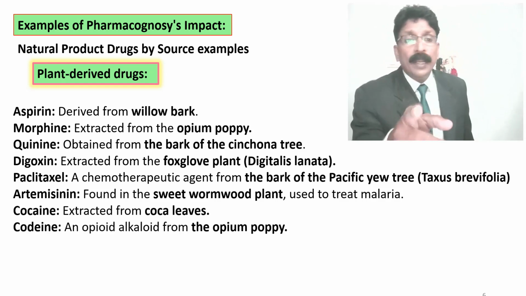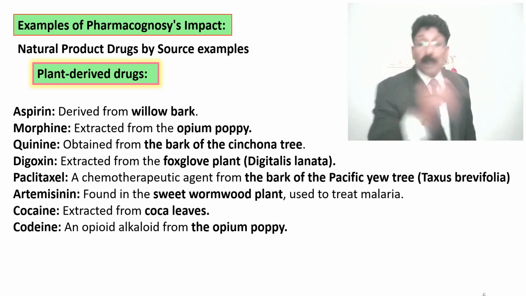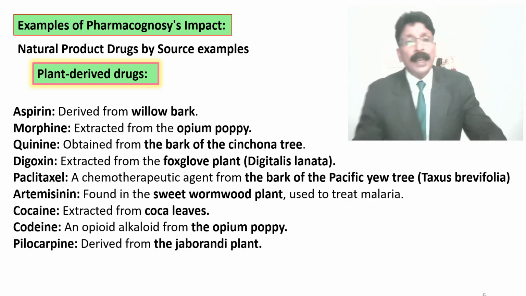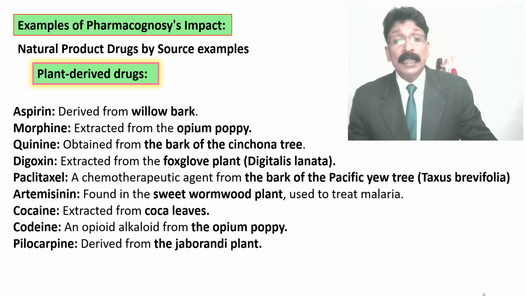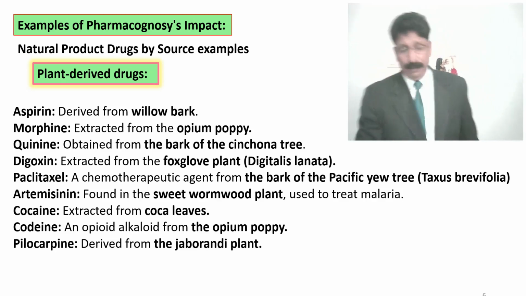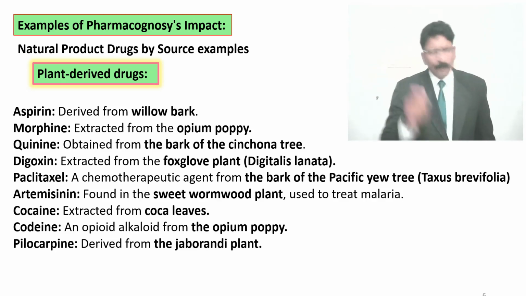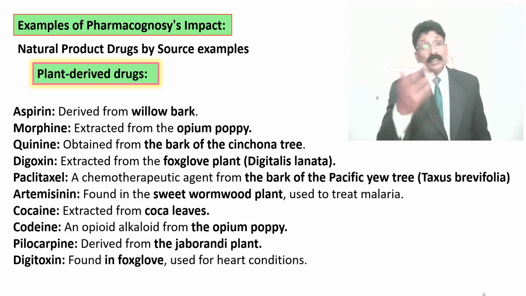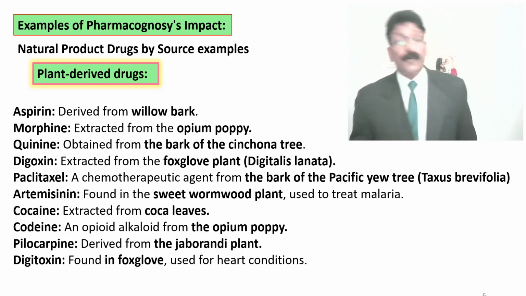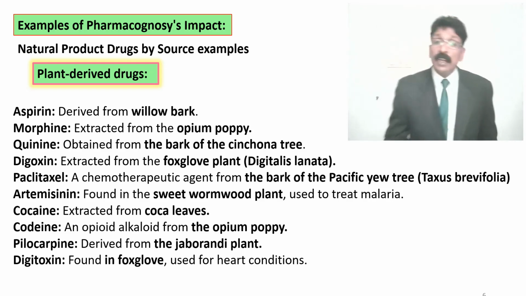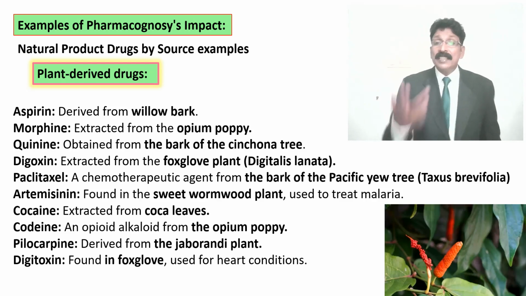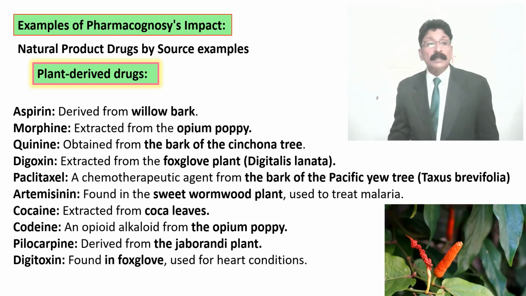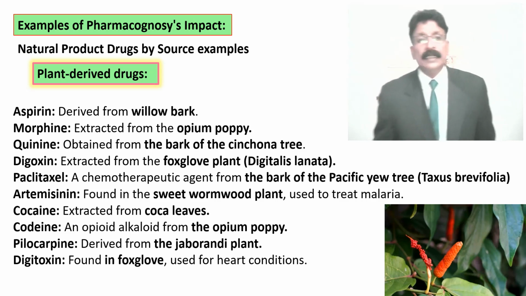codeine, an opium alkaloid from opium poppy; and pilocarpine, derived from the jaborandi plant. Digoxin we already told. Digitoxin is found in foxglove, used in heart conditions. This is the plant picture of the jaborandi plant. Pilocarpine is present in this plant.